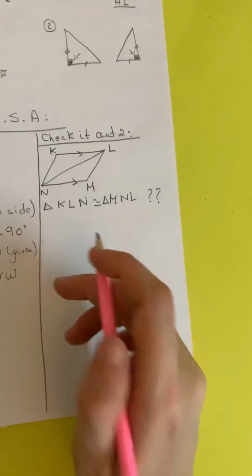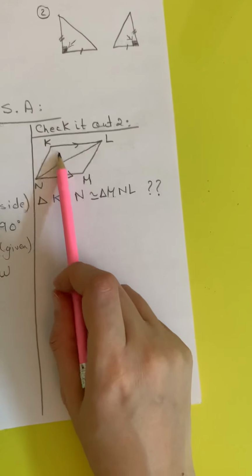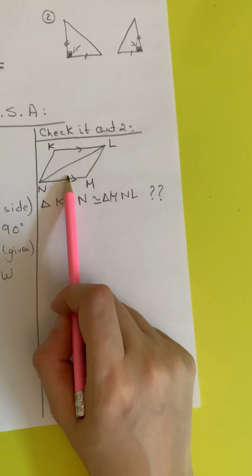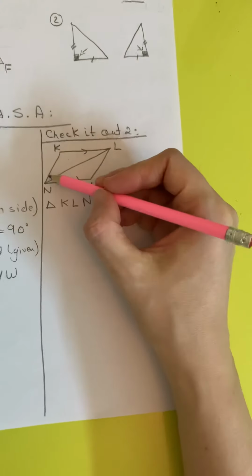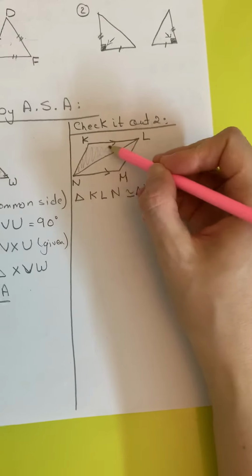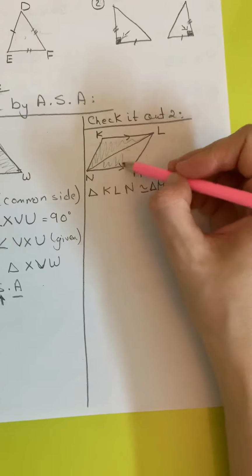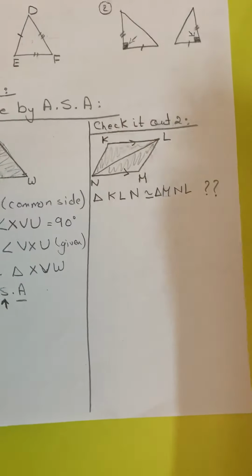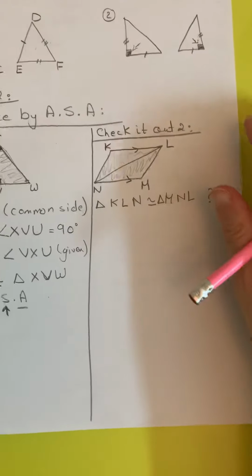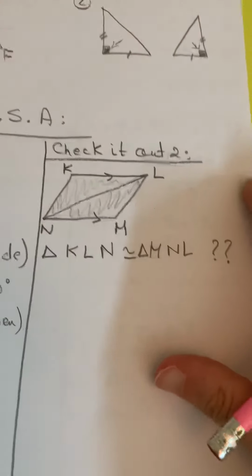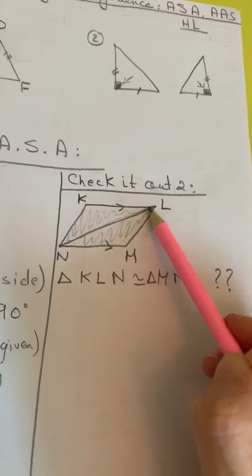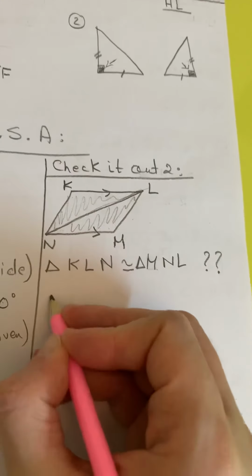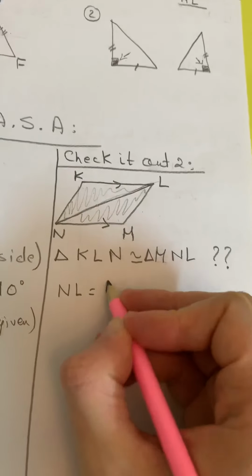Example 2 says, are these two triangles congruent by angle, side, angle? So I need to prove that this one and this one, I need to check if they are congruent. They might not be. So first, I have NL, a common side. So NL equals NL.